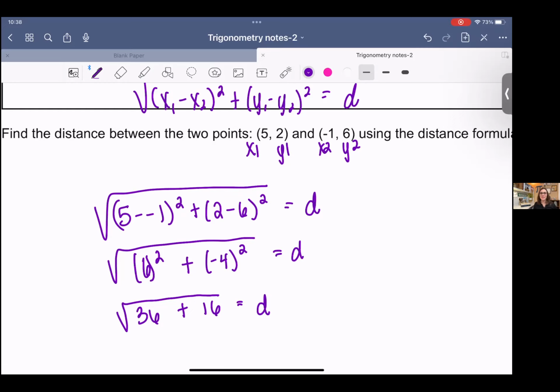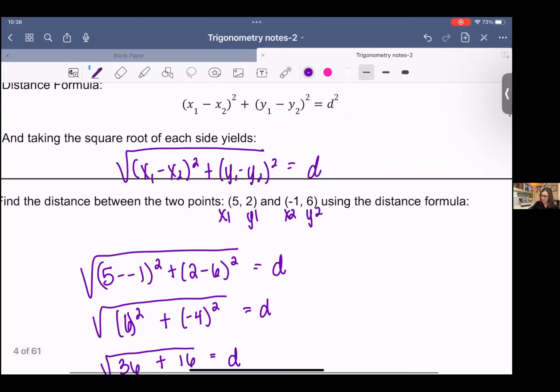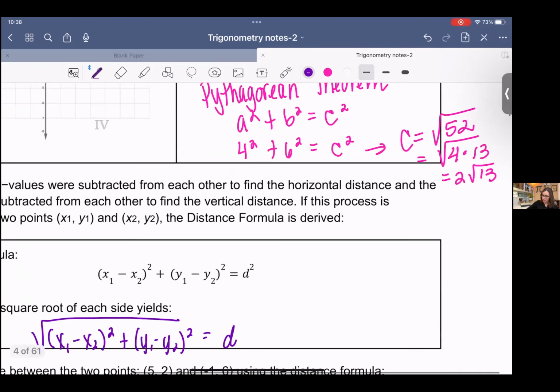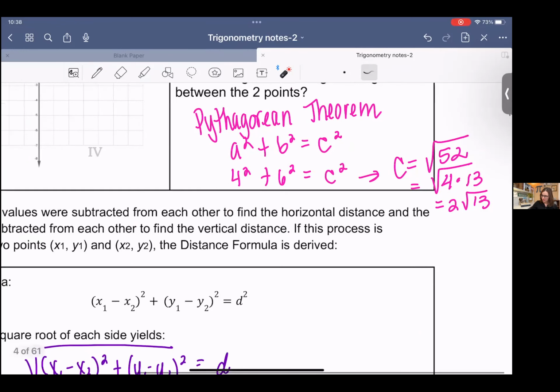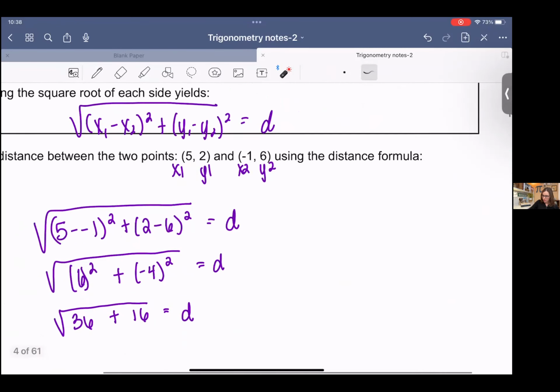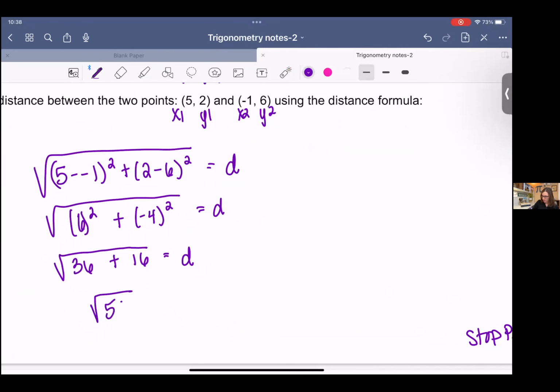And we get square root of 36 plus 16, which you might recognize up here, 36 and 16. And then add those. And that looks familiar. And then simplify, and we still get 2 square root 13.